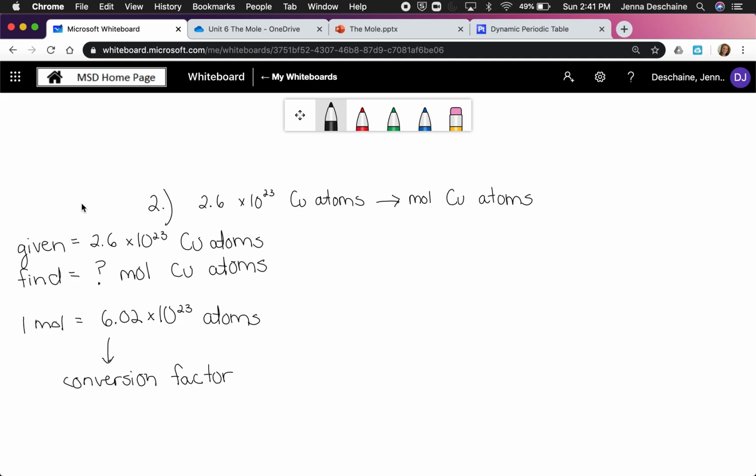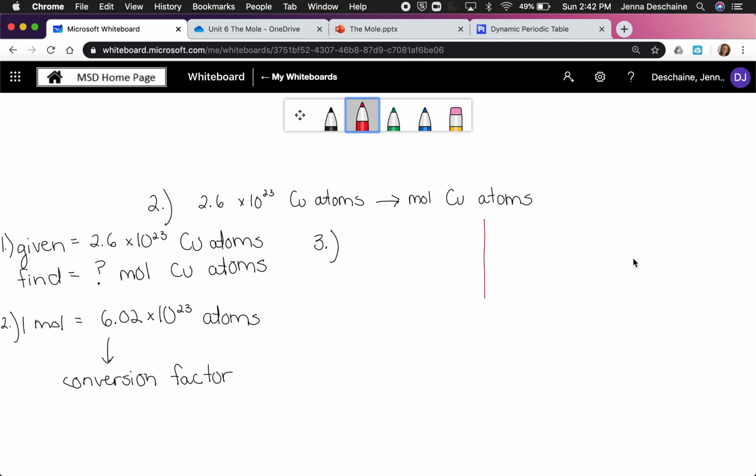Okay? So I've identified what I've been given and what I need to find. I found my conversion factor, so that's step 1. Step 2, now I'm going to do step 3 and actually solve the problem. So this one was a little bit easier because we didn't need to figure out the mass of a particular compound like we did with the periodic table last time. So now we can just kind of move forward with the problem.